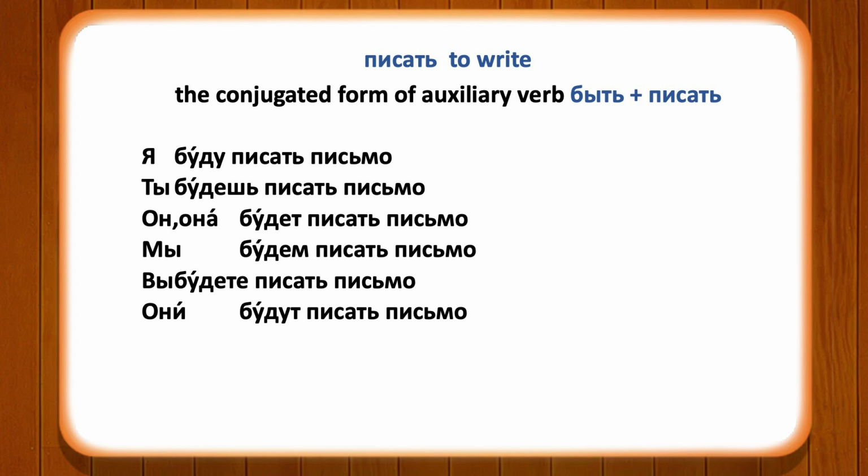So, the compound future tense form of the verb писать would be я буду писать. Ты будешь писать. Он будет писать. Она будет писать. Мы будем писать. Вы будете писать. Они будут писать.